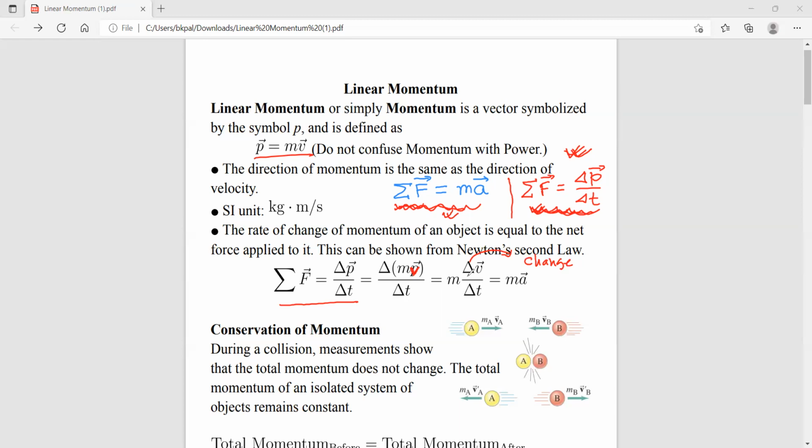So what we have here is m times delta v over delta t, and you remember from chapter 2 that delta v over delta t is the acceleration. The rate of change of the velocity is the acceleration. So what you see is mass times the acceleration. So although we started from the original Newton's second law, that is force is equal to the rate of change of the momentum, at the end what you see is this equation, force is equal to the mass times acceleration. Although the representation is a little bit different, they mean the same thing.